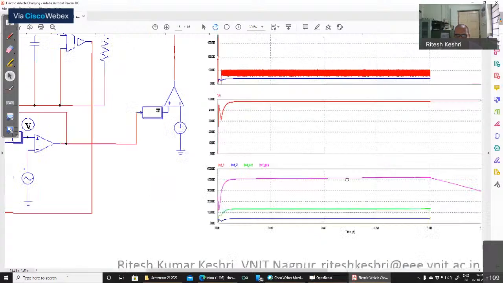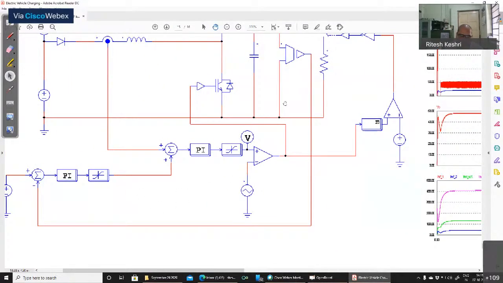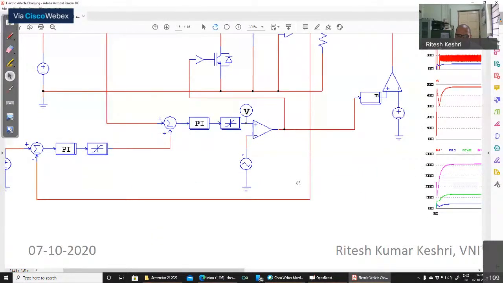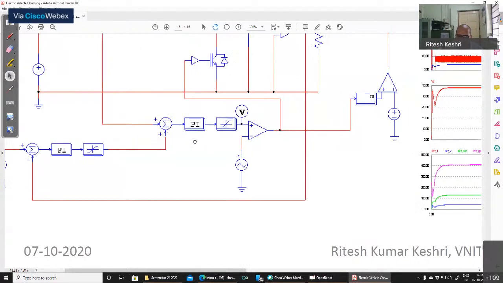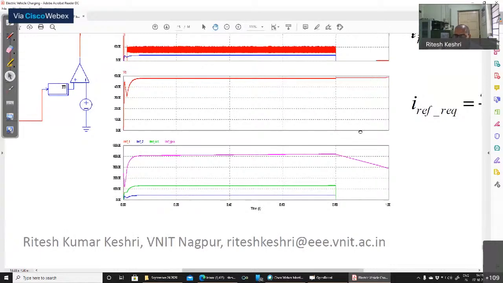You have two-loop control: one is the voltage loop and another one is the current loop. When you disconnect the load, what is going to happen? The bus voltage is going to rise, and at that time you are sensing it. The voltage loop is going to generate a current reference, and under such a situation this reference is very, very high. So if you are able to reduce this current reference faster, then what will happen?